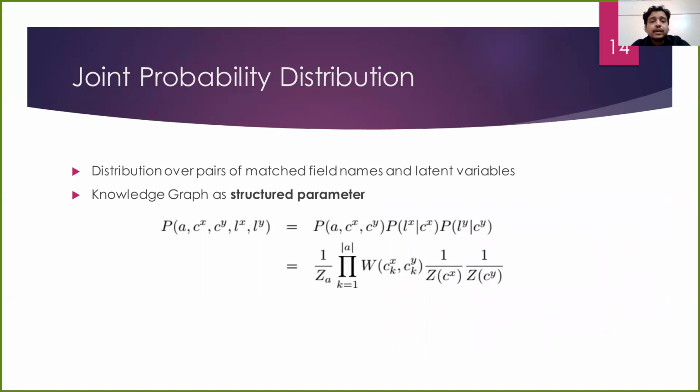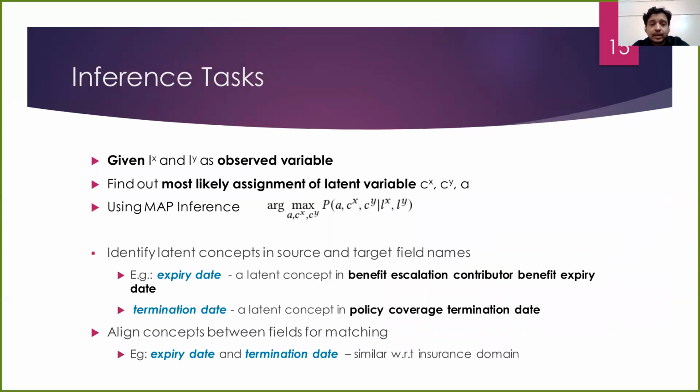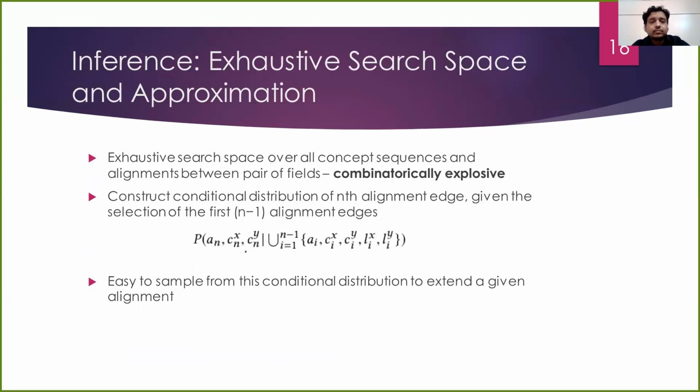Now first we define the joint distribution over the pair of matched field names and latent variables in terms of KG weights. From the joint distribution, we can construct the posterior over the latent variables to address the inference problem. Finally, the inference task is to find the most likely assignment to the latent concept decomposition and alignment variable given the observed field names. It is obtained by getting a single sample from the posterior distribution over the hidden variables.